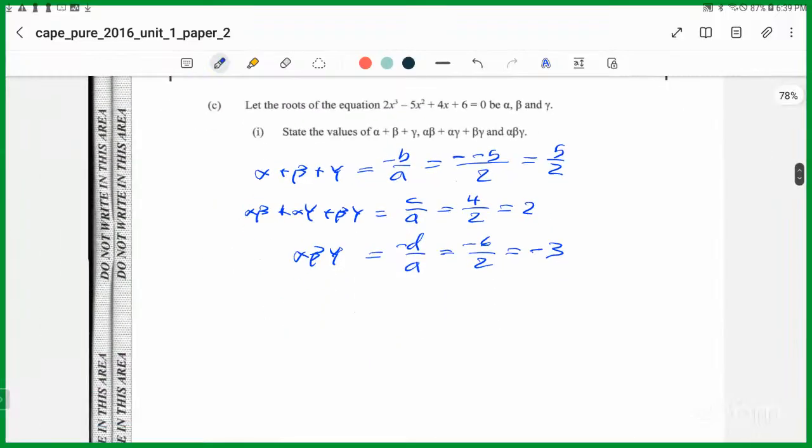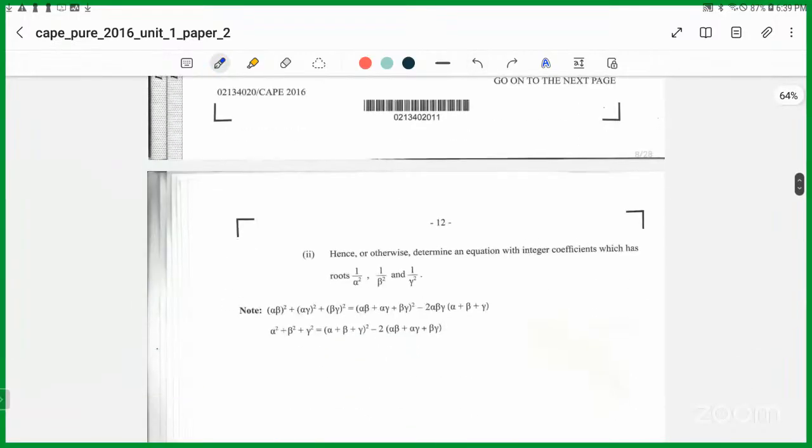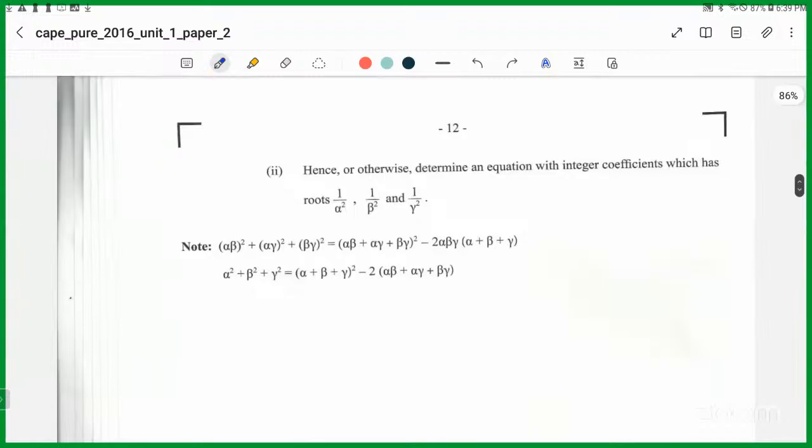Alright, 3 marks, 3 free marks. Nobody has any business getting those wrong. It says answer otherwise, determine the equation with integer coefficients. They want integer coefficients. It has these 3 roots. And that equation takes this form.